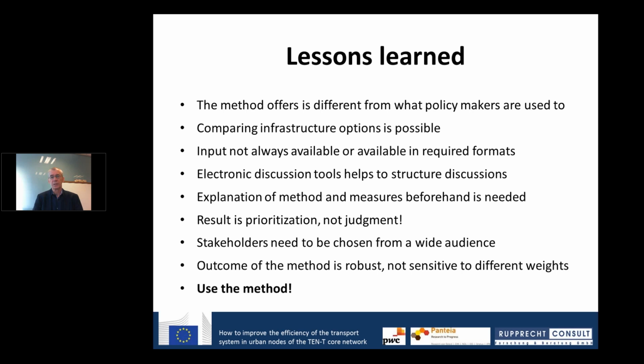The stakeholders need to be chosen from a wide audience, not only governments, but preferably also industry or citizens or other organizations. And the outcome of the method, as we tested it, is fairly robust. It is usually not sensitive to different weights. And last but not least, we need to use the methods.